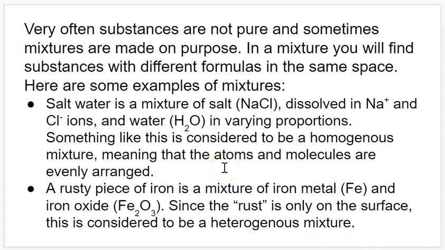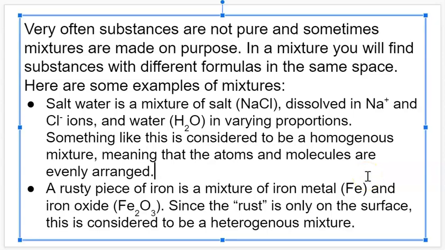Another type of mixture is when we have something like a rusty piece of iron. We started with iron metal, but as it was rusting, oxygen atoms started to incorporate themselves into the surfaces, which means that we end up getting iron oxide, Fe2O3, at the surface. But since that rust is not all the way through the substance, we consider this to be a heterogeneous mixture, meaning it's not even all the way through.